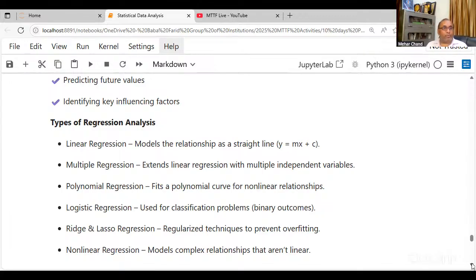Okay, and then we have polynomial regression, which fits a polynomial curve for non-linear relationships. Then we have logistic regression, which is used for classification problems with binary outcomes. Then we have ridge and lasso regression, which are regularization techniques to prevent overfitting. And the last one is non-linear regression, which models complex relationships that are not linear. Okay, so these are some types of regression analysis, and during this session we are mostly talking about linear and non-linear regression. We can also discuss polynomial regression if there is any example we have chosen to present here. Otherwise, that example can be in tomorrow's session.